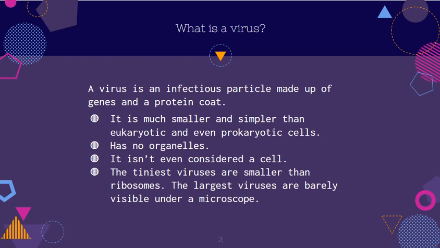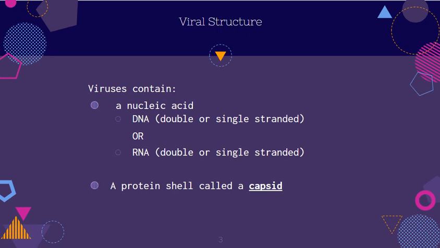Okay. Super duper tiny. And so again, what they have is some type of nucleic acid in their core. It could be DNA. This DNA could be double or single stranded. Okay, this is where we might see a single stranded DNA or RNA. And this RNA could also be double or single stranded. And I know that we've learned that RNA is usually single stranded, but viruses are funky. And so they can have some double stranded stuff. Okay. And that protein covering is called a capsid.